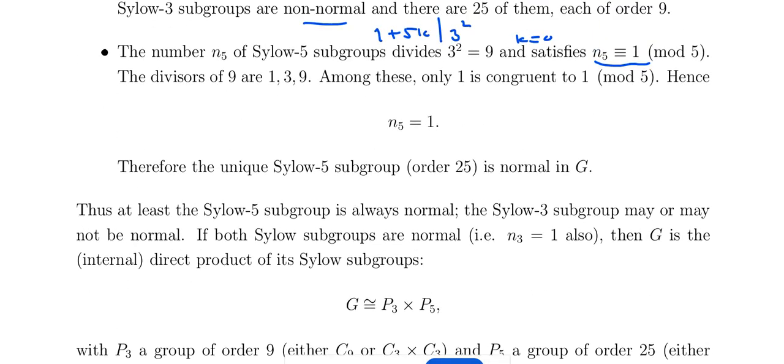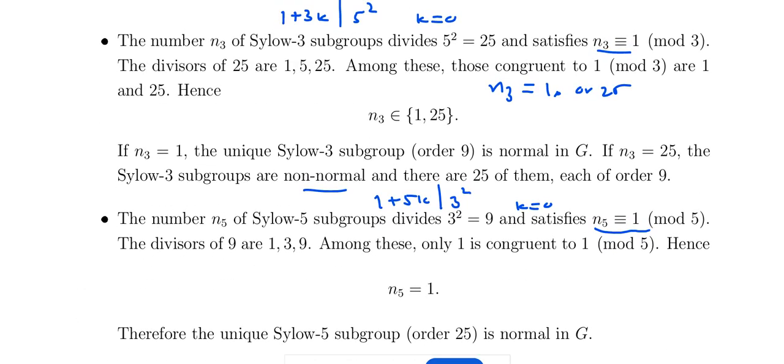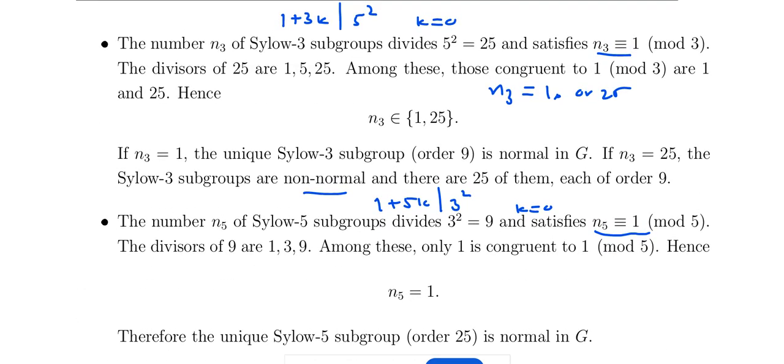So the 5-Sylow subgroup is normal, that is unique normal, but the 3-Sylow subgroup is not normal in the case of n3 equal to 25. So this is basically G is not simple here, G is not simple.